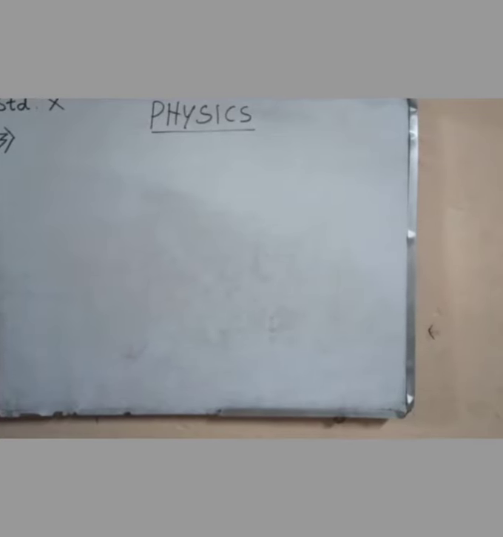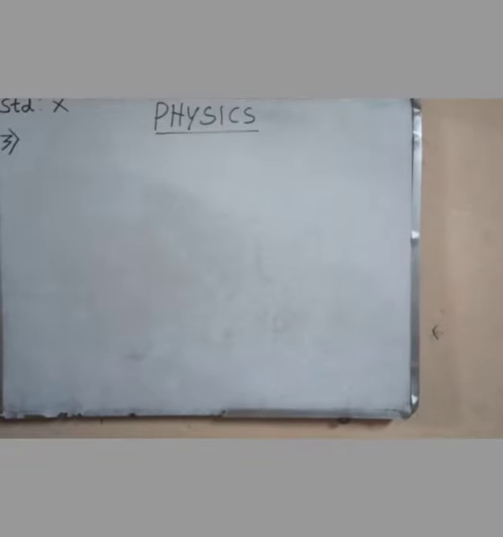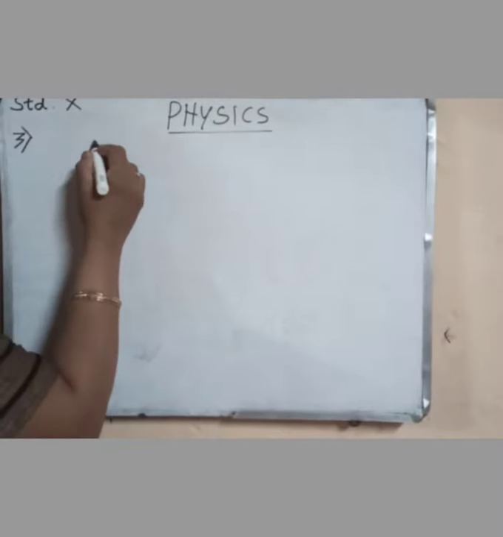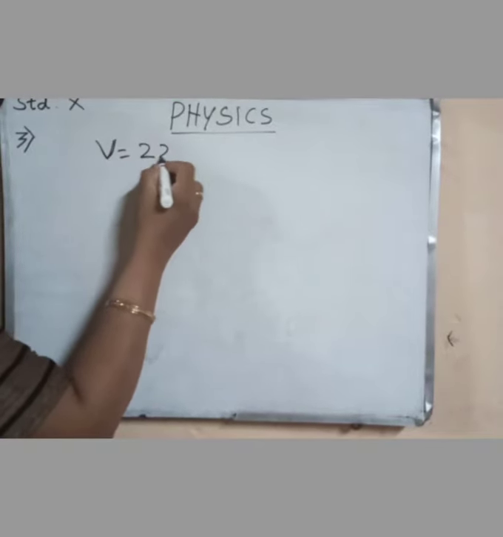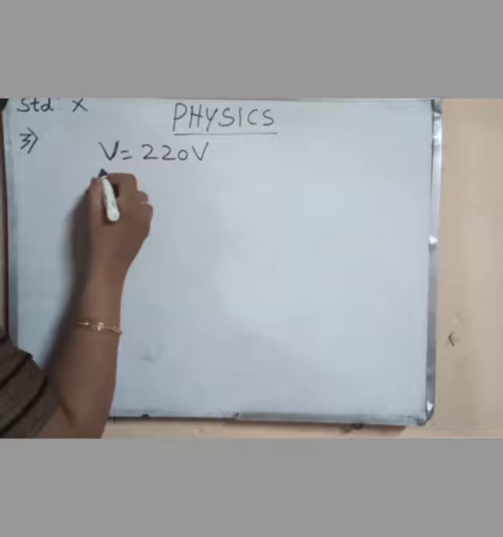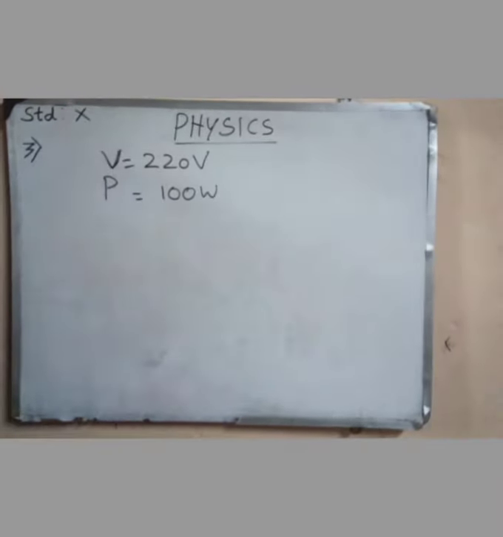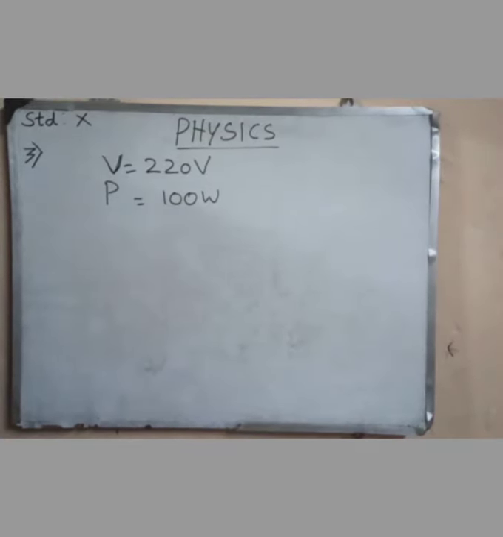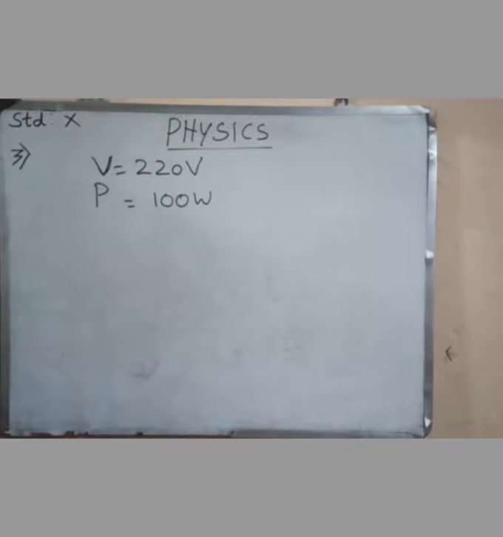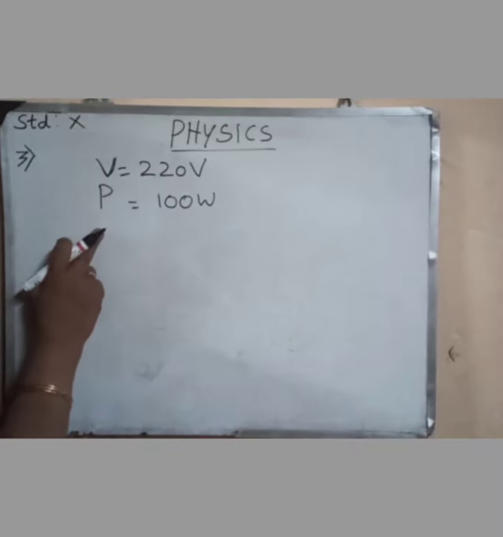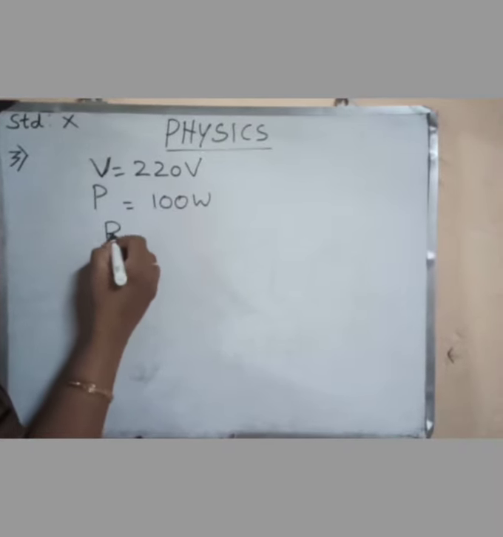In the third question, an electric bulb is rated 220 volt 100 watt. 220 volt means it is the potential difference, 220 volt, and the power is given as 100 watt. And what you have to find out is, when it is operated at 110 volt, what will be its power? From this potential difference and power, we have to find out the resistance R.